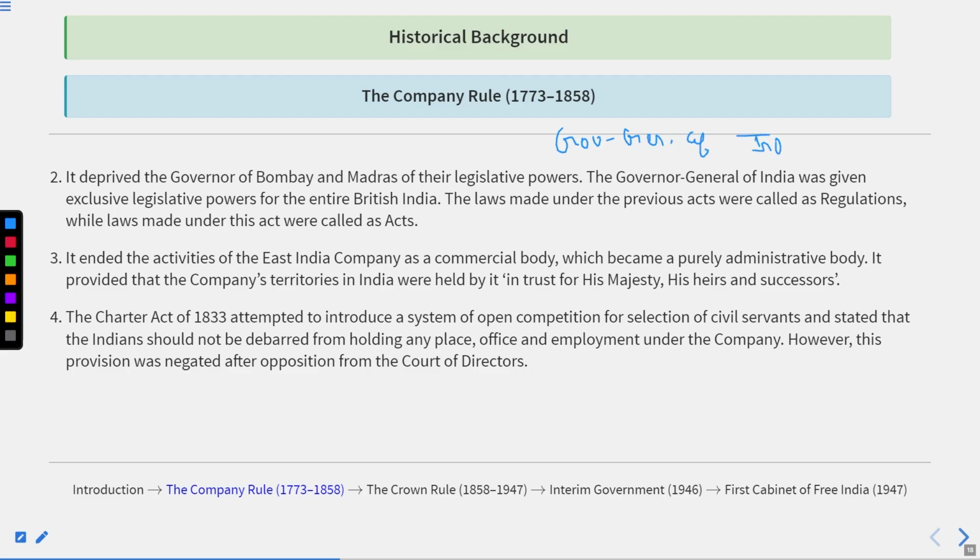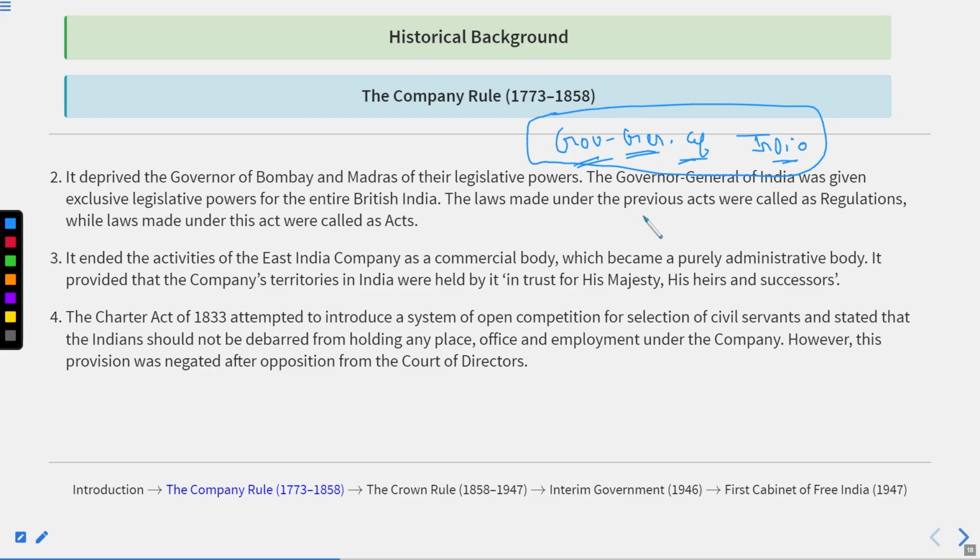Whatsoever rules and regulations would be made by the Governor General of India would be uniformly implemented in all the territories of British control in India, whether these territories were under the Madras presidency, Bombay presidency, or Bengal presidency. It doesn't matter anymore.